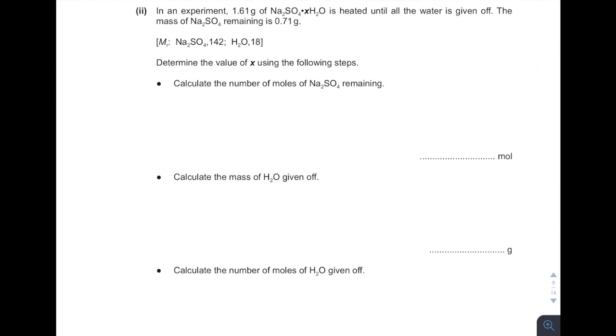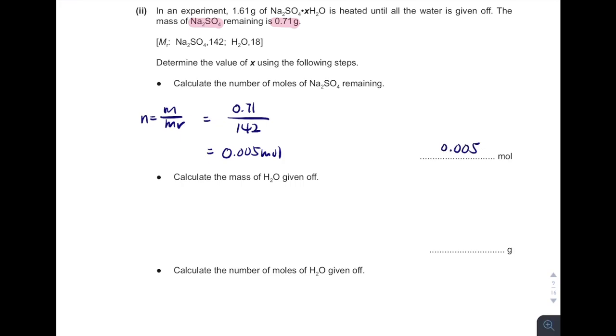Here comes the calculation. First, what is the number of moles of sodium sulfate remaining? First you see what is the mass of sodium sulfate. It's given here, the mass is 0.71 grams. So how do you use the mass to look for the moles? Remember, in terms of mass, the formula is n equals m over Mr. Given m is 0.71. What's the Mr? Mr is given here, 142. So press on the calculator, eventually you will get 0.005 mole.